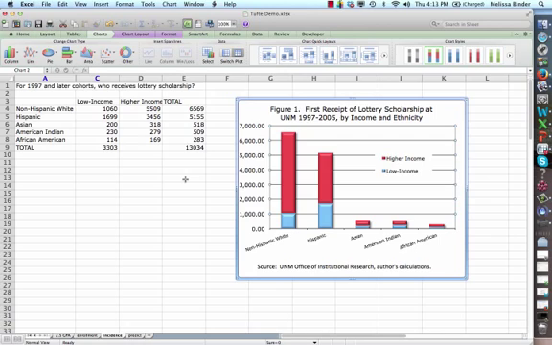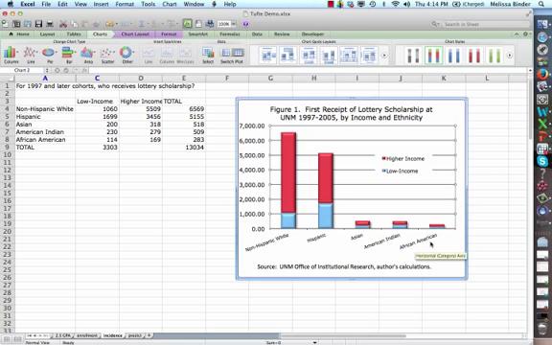It says, figure one, first receipt of lottery scholarship at UNM, 1997 to 2005, by income and ethnicity. And so this is the numbers of students here. And then we have the bars broken up into higher income and low income. So we can see that for non-Hispanic white students, over 6,000 received the lottery scholarship. And then most of them were not low income as defined by the study. And if we look at Hispanic students, we see that about 5,000 received it, and a greater proportion of these students were low income.